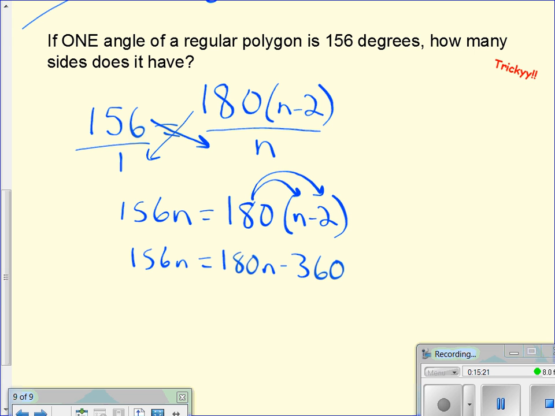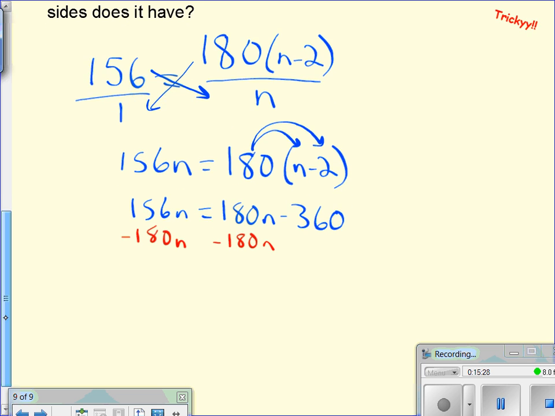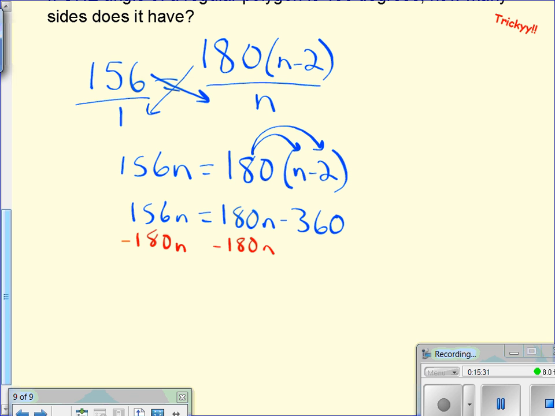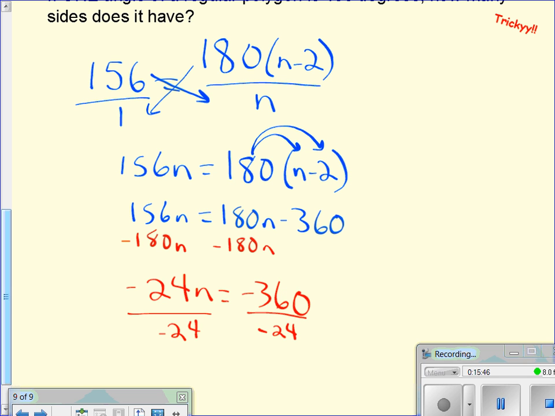And I want to get n by itself, so let's pull this 180n over to the left. And I noticed something that might make you a little uneasy. No one likes a negative, but whatever, we can work with it. We've got negative 24n equals negative 360. Don't forget those negative signs, right? Get n by itself, you divide by negative 24, divide by negative 24, and what I'm left with at the end, n equals 15. So that is a 15-sided polygon, a 15-gon, if you want to be fancy.